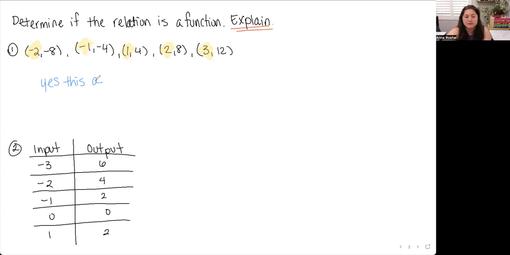This is a function because none of my x values repeat. And that's literally all I would say, because none of my x values repeat.